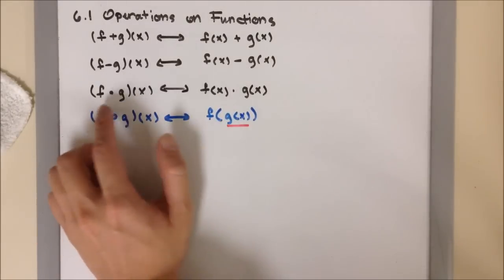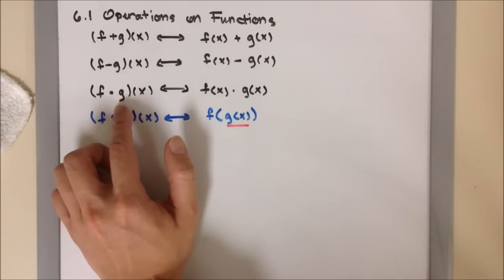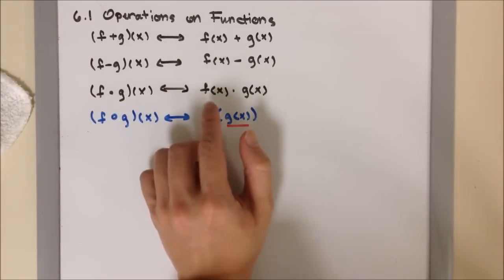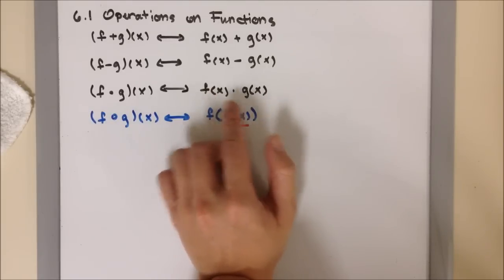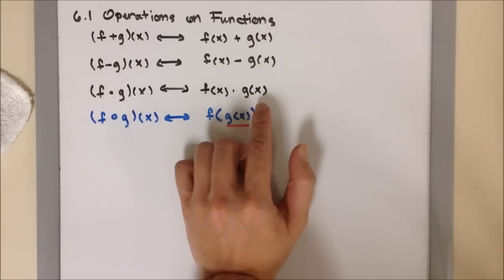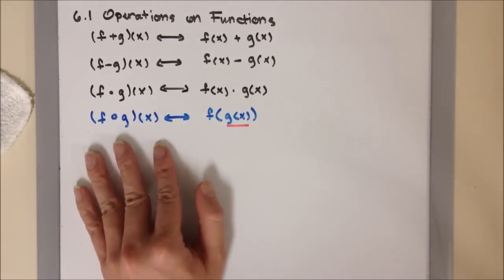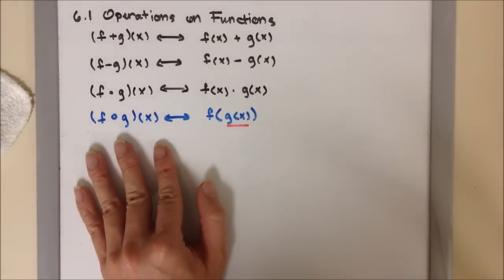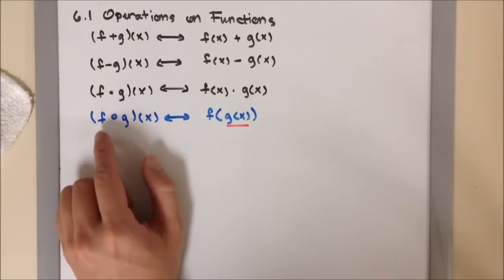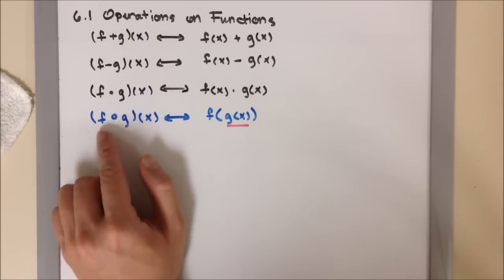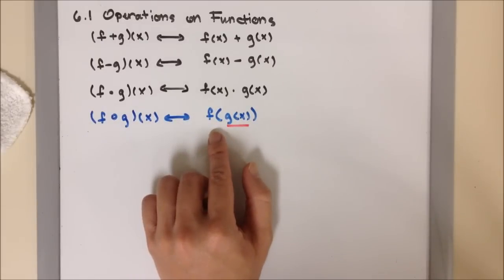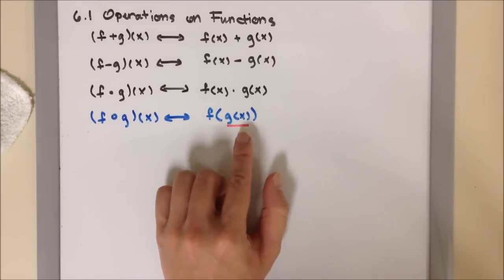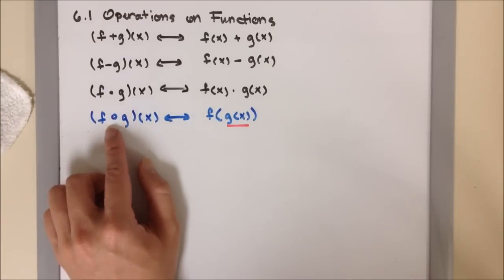And the third property is f times g of x. So that means it is f of x times g of x. The f function is multiplying to the g function. The last property we're going to cover is composition. So this one is stated as, or read as, f of g of x, which can be written as f circle g of x. So composition has a circle.